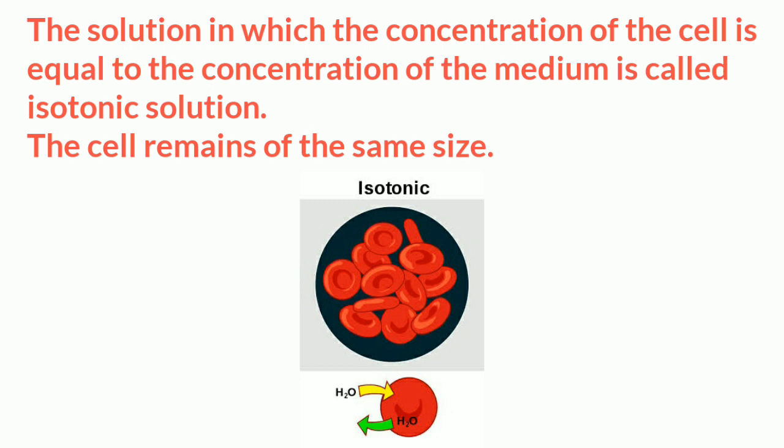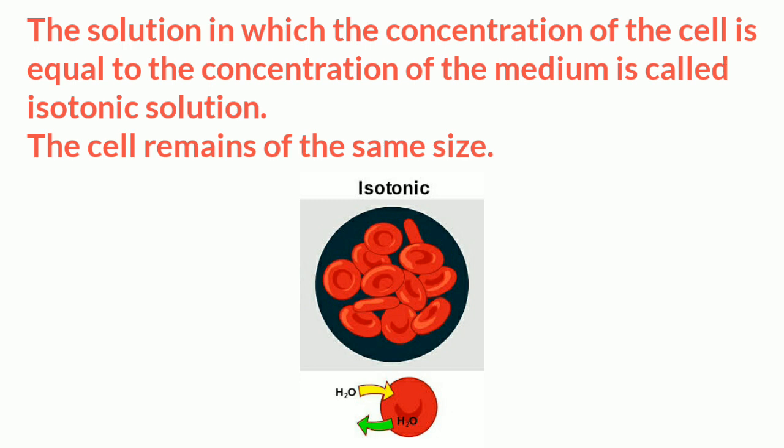The solution in which the concentration of the cell is equal to the concentration of the medium is called an isotonic solution. In this solution, the cell remains of the same size. I hope you all can see the red blood cells. So the concentration of the red blood cell is same or it's similar to the concentration of the medium.